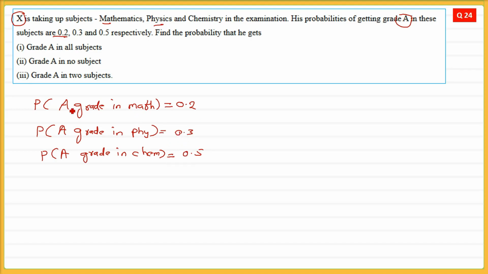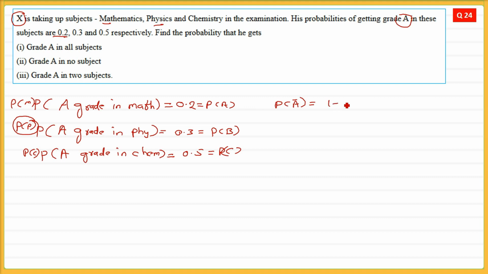Now this is the probability of getting an A grade. What is the probability of not getting an A grade? You can call the first one PM, the second one PP, the third one PC. Most of the people do that. But here the middle one, PP, will get us into some confusion. So let's call it PA for probability of A in math. Probability of getting A grade in physics is PB and probability of getting A grade in chemistry is PC.